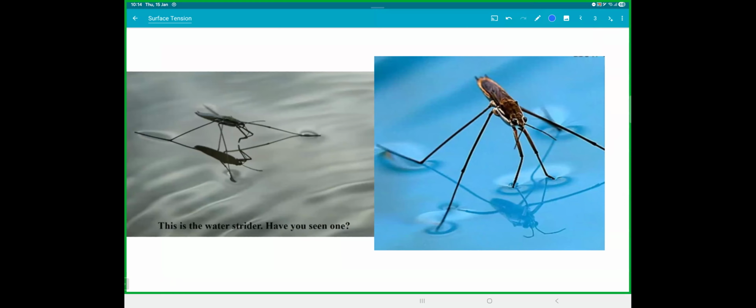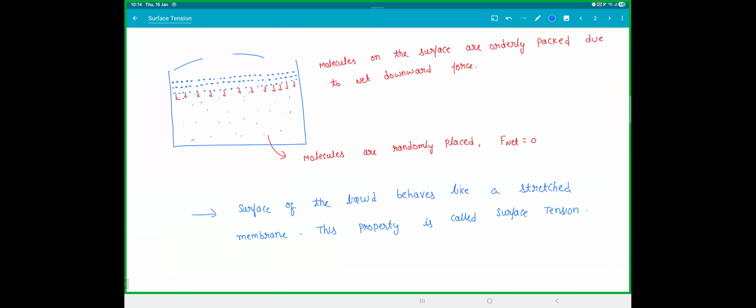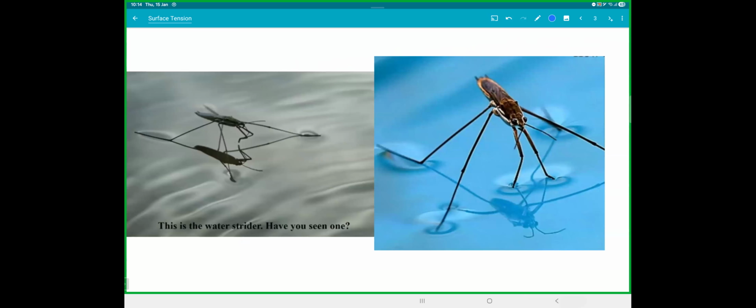Clear with this? So everyone is getting now what is happening with the surface. The reason why you're getting surface tension is because the molecules on the surface are tightly packed. Because of that tight packing, they're forming like a membrane, like a boundary there. They're not letting anyone push through. They'll oppose you, they'll fight back with you. This property is called surface tension, and that is how these mosquitoes can actually walk on the surface.